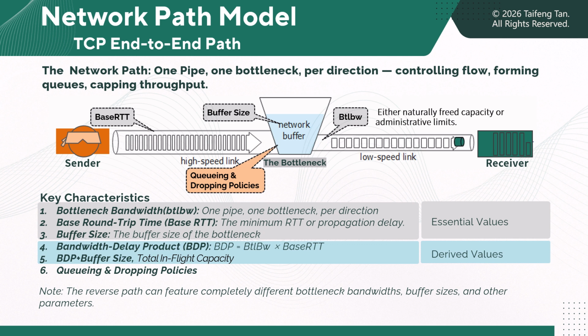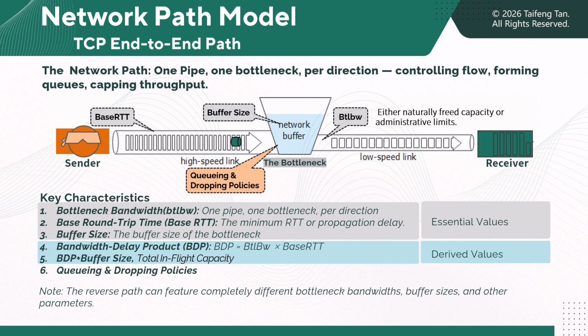Here's a quick example. Say your base RTT is 10 milliseconds and your bottleneck bandwidth is 100 megabits per second. To calculate the BDP, we convert 10 milliseconds to 0.01 seconds. Then 0.01 times 100 million bits equals 1 million bits, or 125,000 bytes. This means you need approximately 125 kilobytes of in-flight data to fully utilize that path under ideal conditions.